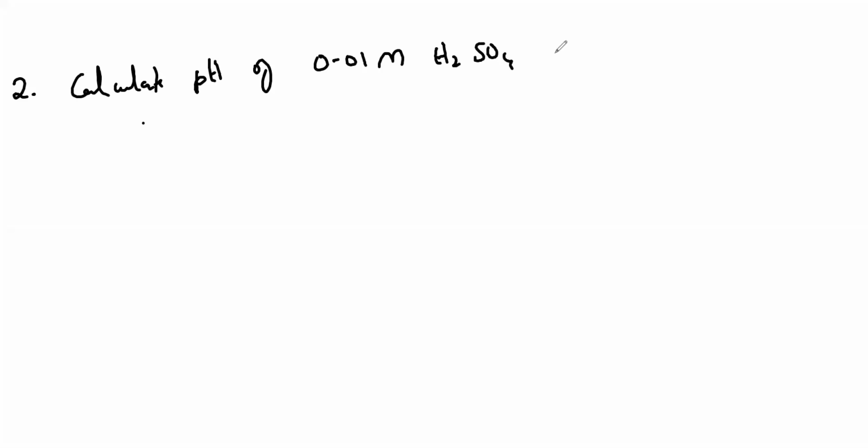Next thing is question number 2. Calculate the pH of 0.01 M H2SO4 by assuming complete ionization.